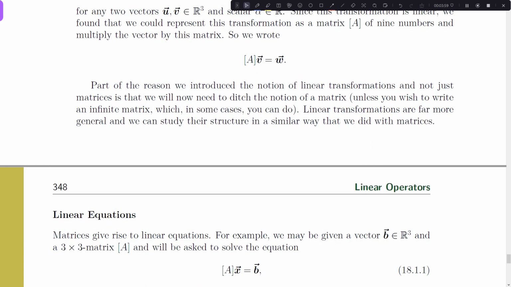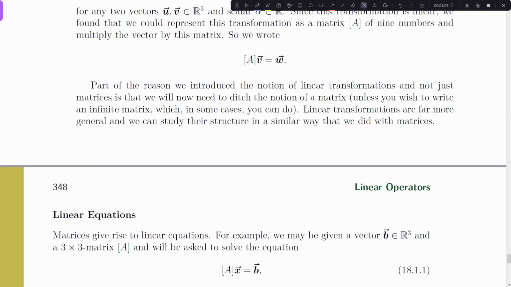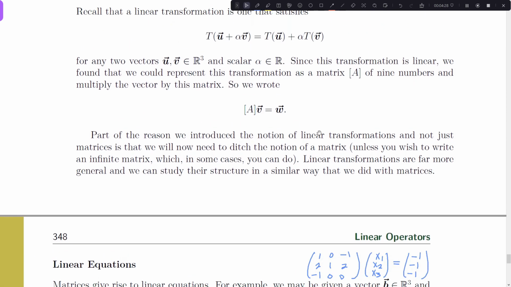If we jump to linear equations, these are important because they're the equations which are really easily solvable. And maybe I'll make this a little bit more clear. An example of something like that would be the matrix with rows 1, 0, negative 1; 2, 1, 2; negative 1, 0, 0, times x1, x2, x3 equals negative 1, negative 1, negative 1. That's a perfectly valid matrix equation.